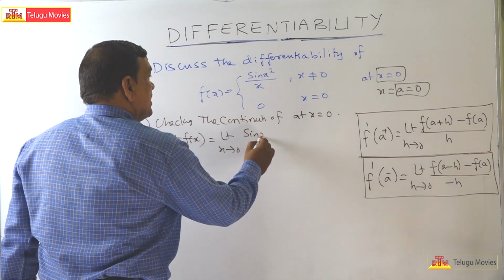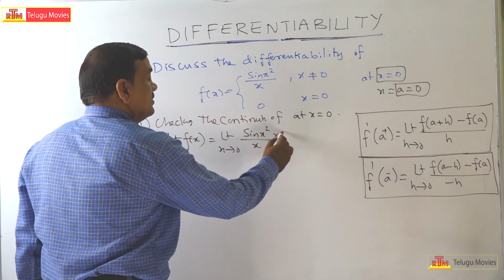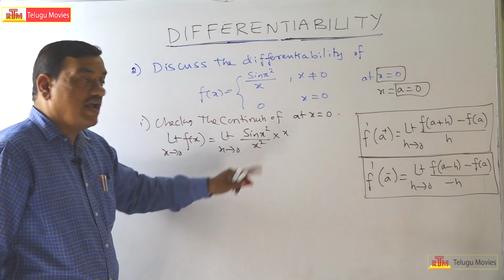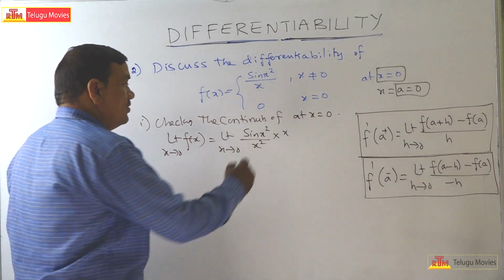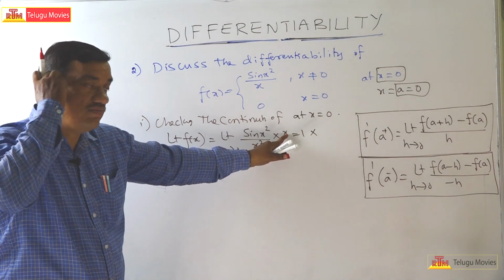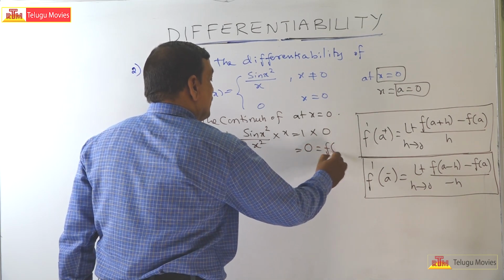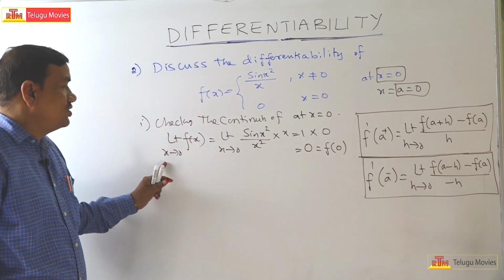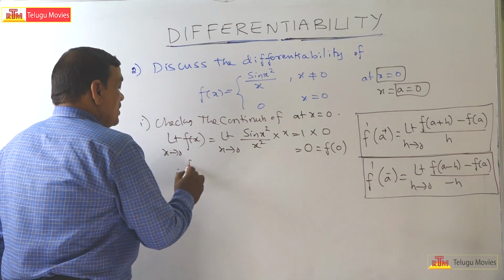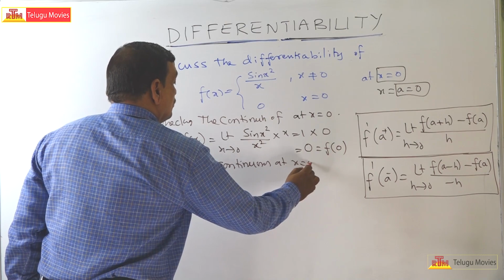That is equal to sin x square upon x. Now, what I am going to do is multiply and divide by x, here x square. We know that limit x tends to 0, sin x square by x square is equal to 1, into limit x tends to 0 of x, which is 0. That is 1 into 0, equal to 0. That is f of 0. So limit x tends to 0, f of x is equal to f of 0. Therefore, by the definition of continuity, f is continuous at x equal to 0.